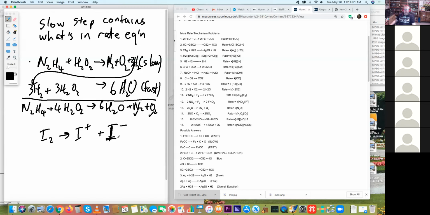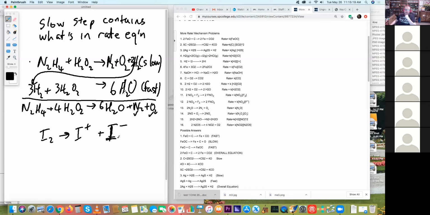No, because CO is not a reactant. What would you make the CO from? Probably from C plus O2, I guess. Yeah. What about number 9? Slow step, first step. Yes, that's right. Number 10, slow step, first step. That's right. Number 11, slow step, first step.